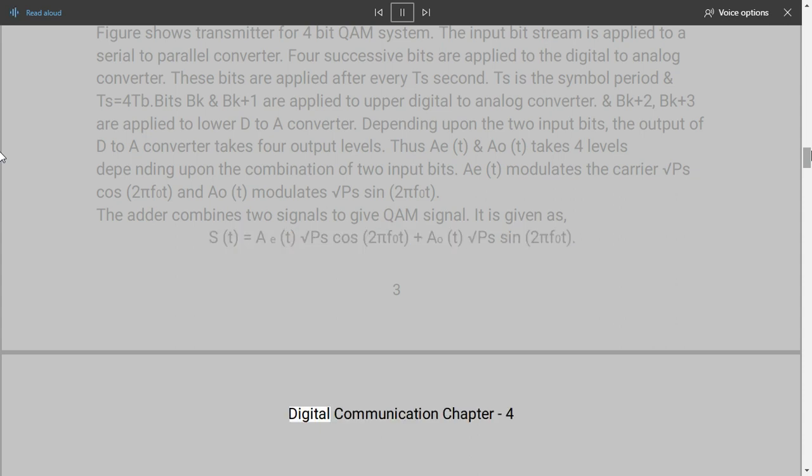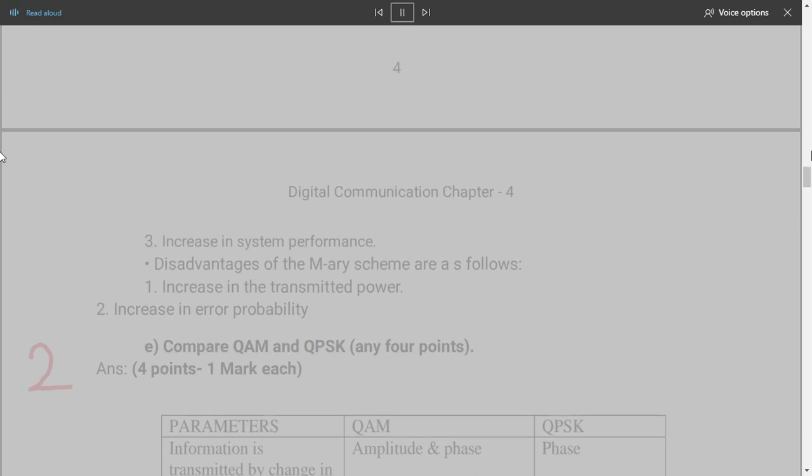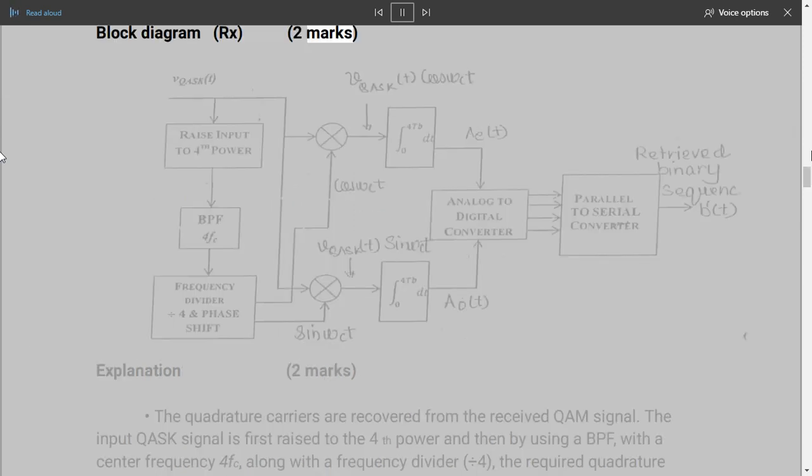Digital Communication Chapter 4. 4. Block diagram, Rx, 2 marks. Explanation, 2 marks. The quadrature carriers are recovered from the received QAM signal.